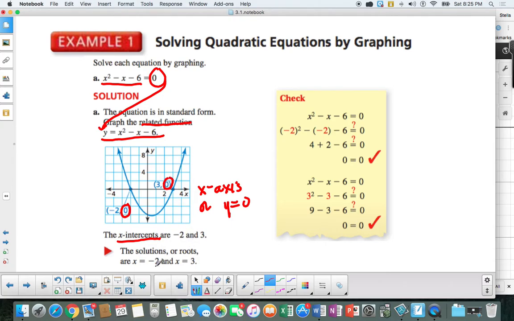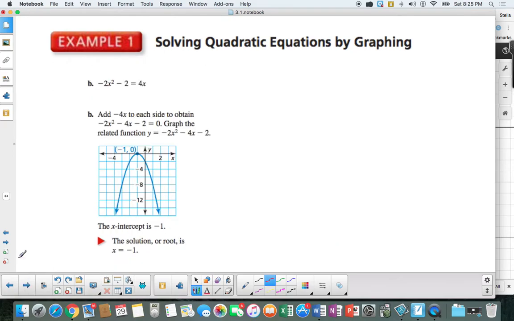So we say the solution is x equal to -2 and x is equal to 3. We can check our work by putting -2 into the equation and noticing that it does tell the truth. And we do the same thing with 3 and notice it tells the truth.